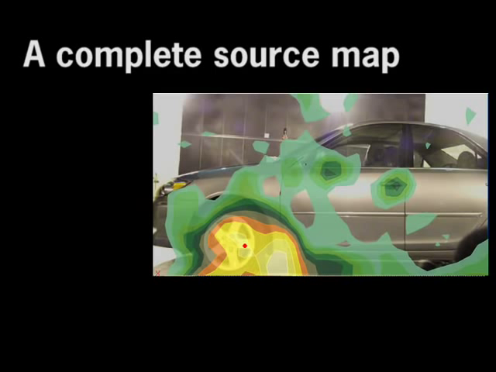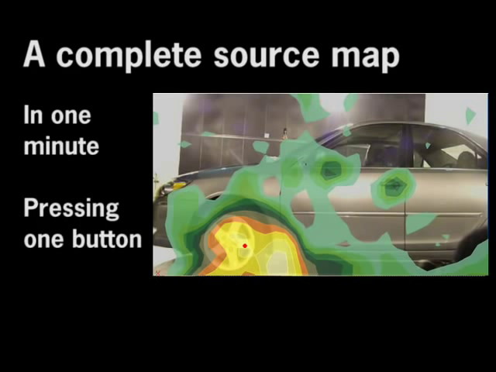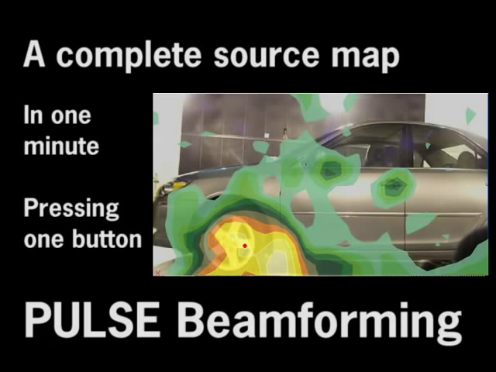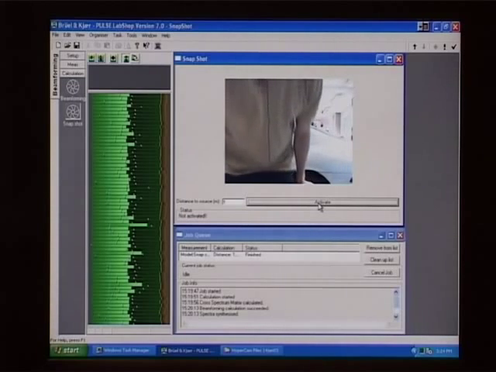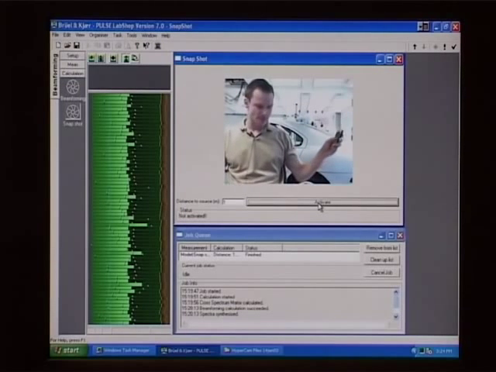Beamforming is the fastest and easiest way to make acoustical maps of large noise sources. In fact, it's so easy that it can be done by pressing just a single button. In this demonstration, we will use beamforming to map a person whistling while his mobile phone rings.